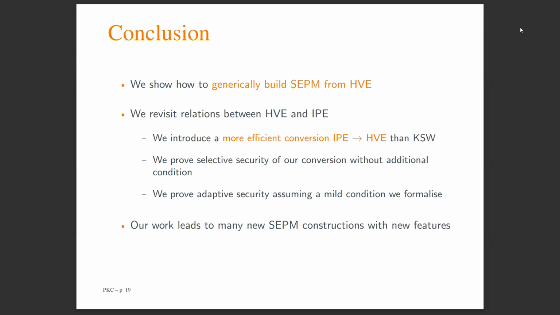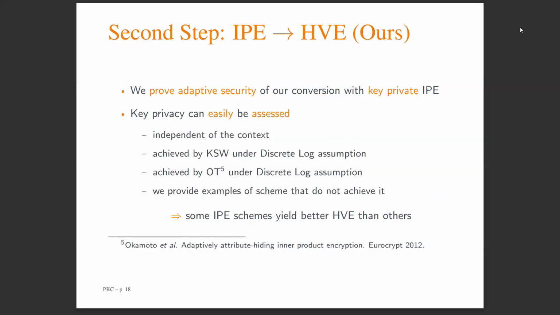We have time for questions. Maybe I'll start us off. On the, I think it was just the previous slide, you mentioned that you provide examples of schemes that do not achieve it. Were these examples kind of contrived examples just so that's not required, or were these natural examples?